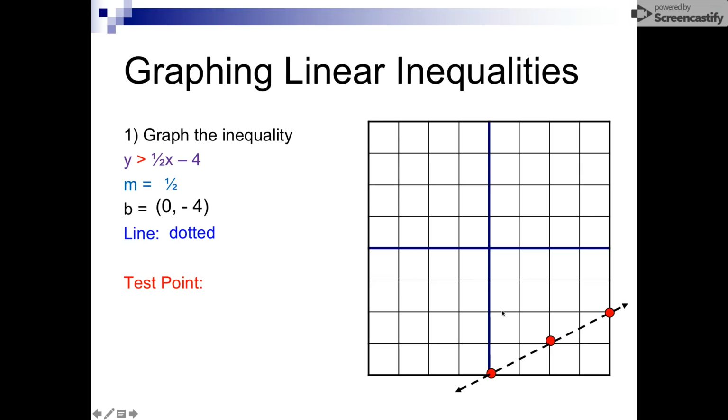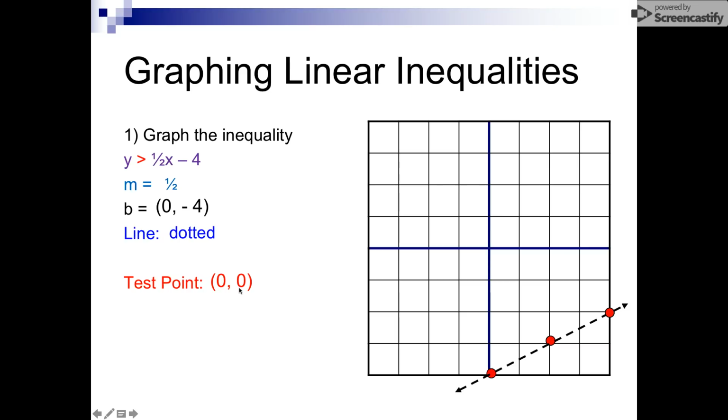The last part that we have to do is figure out where to shade. And the way we're going to figure that out is using a test point. The test point that I always like to pick is 0, 0. I like the origin for two reasons. Mathematically, it's the easiest one to do. And if you always pick the same one, then you never have a problem. And there's very few times where you can't use the origin, and we'll get to those in a moment.